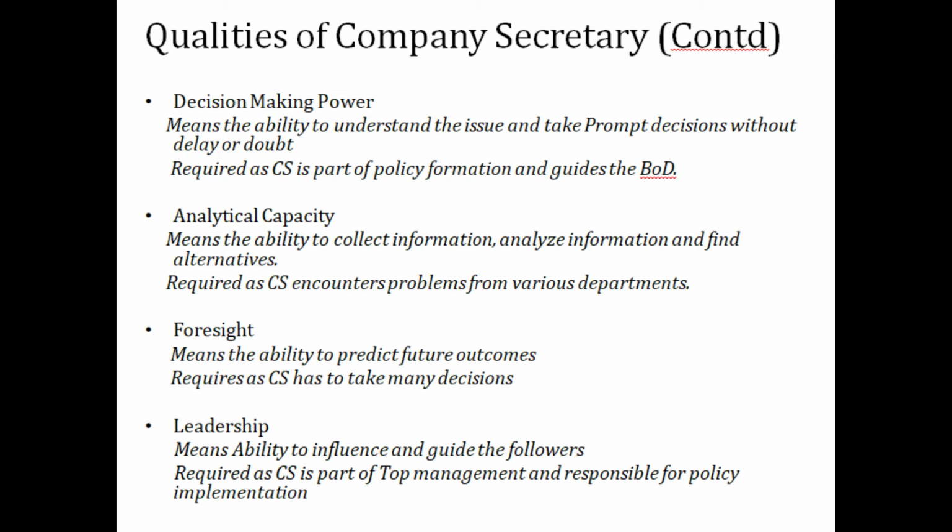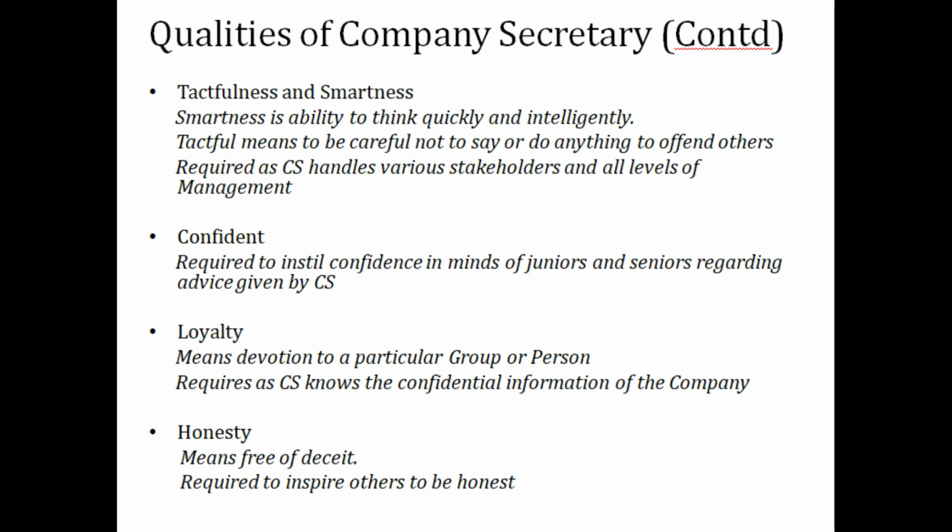Leadership. The company secretary is part of the top management of the company. He must have the ability to get the work done from the middle and lower management in a timely and effective manner. For this, he will need all leadership skills like initiative, confidence, capacity to motivate others, capacity to incite cooperation, etc. Tactfulness and smartness.